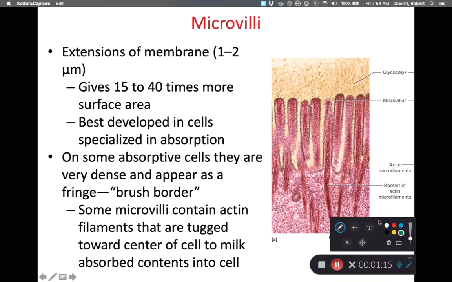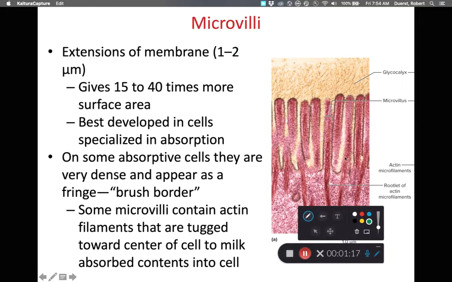As we look at the microvilli on the surface of a cell, microvilli are small extensions of the cell and the cell membrane. So they're extensions of the plasma membrane. These microvilli are quite tiny, 1 to 2 microns, but because they fold back and forth so much, the microvilli give a dramatic increase, 15 to 20 times more surface area to the cell.